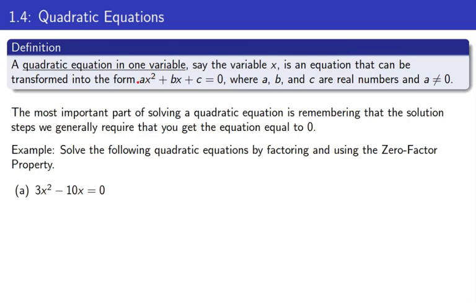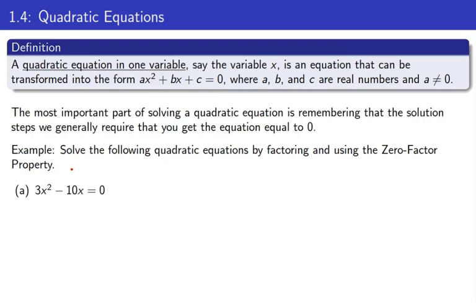Another thing to bring up is that a can't be 0, because if the x squared term were gone, this wouldn't really be quadratic, we'd call it linear. So, with that said, let's go ahead and jump right into trying to solve some of these.